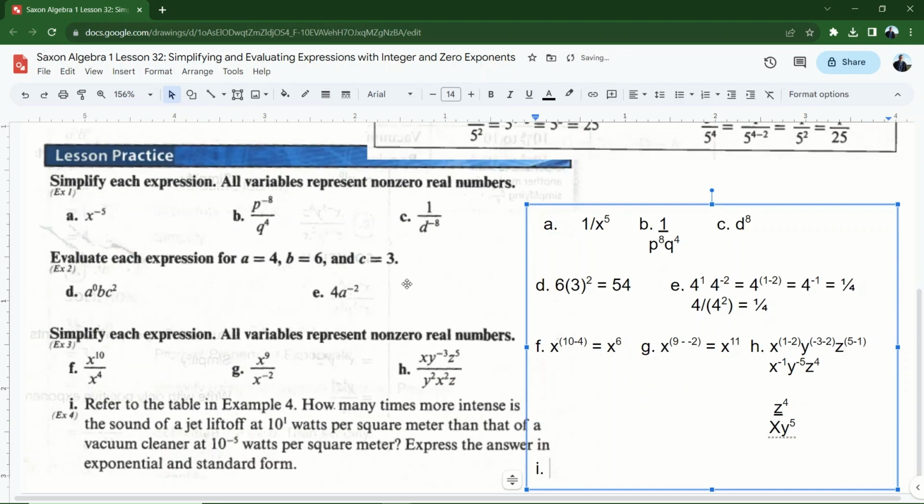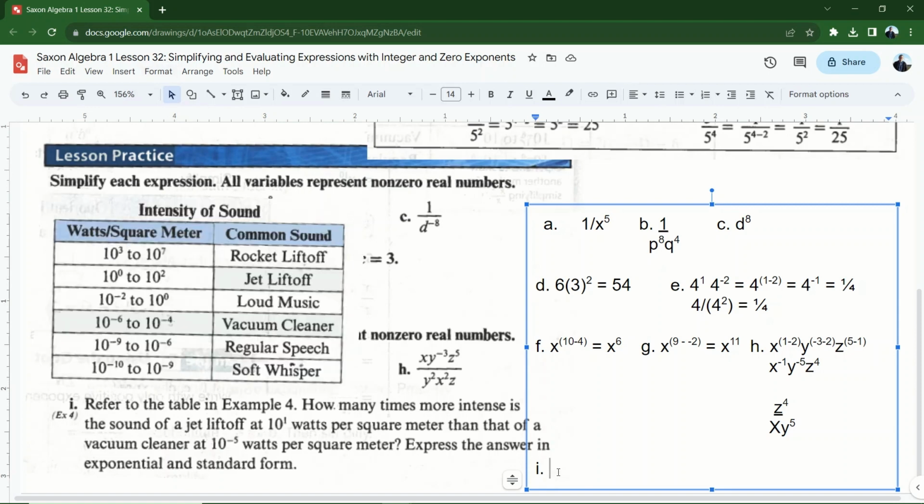Refer to the table in example 4. Let me bring in that table from example 4. All right, there it is. Now the question is, how many times more intense is the sound of a jet liftoff at 10 to the 1st watts per square meter than that of a vacuum cleaner at 10 to the negative 5th watts per square meter? Express the answer in exponential and standard form.